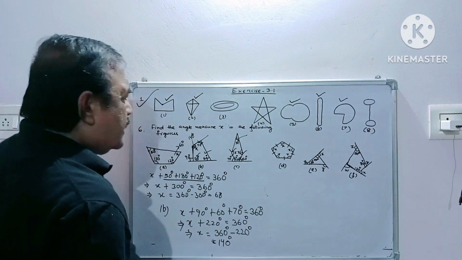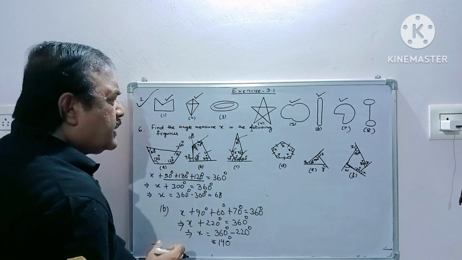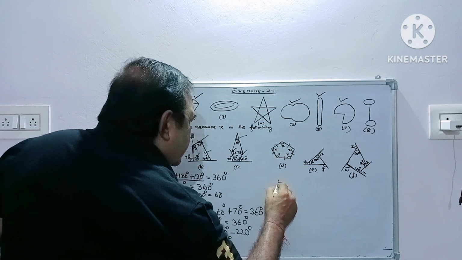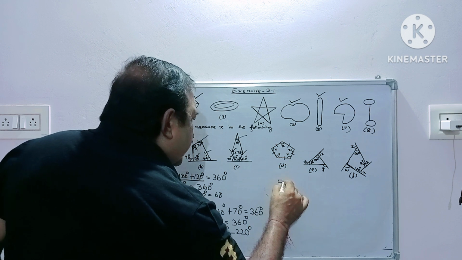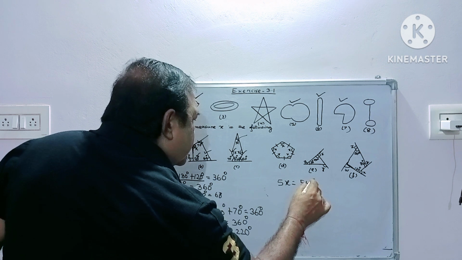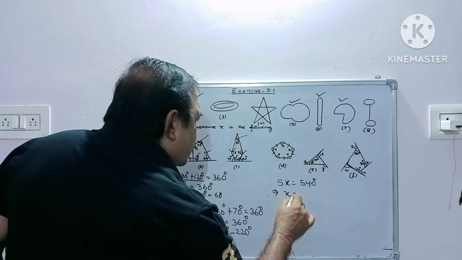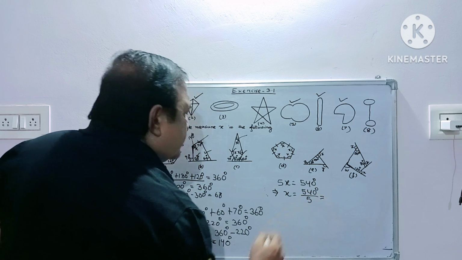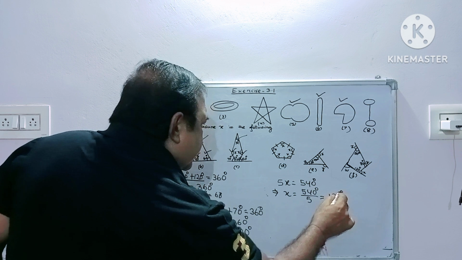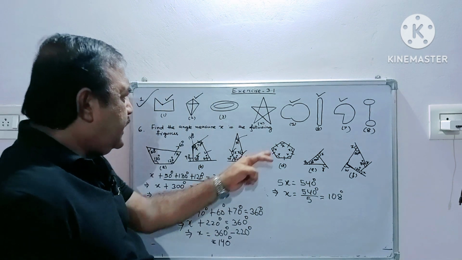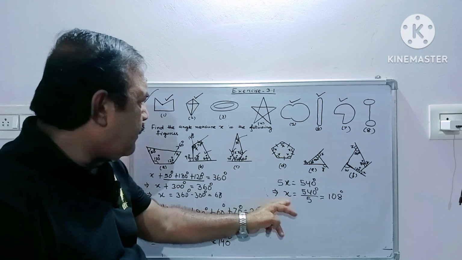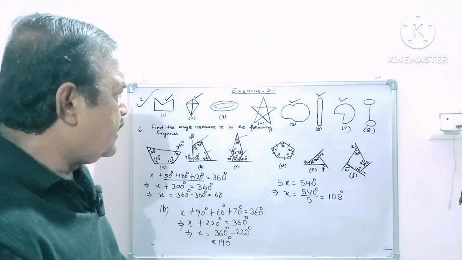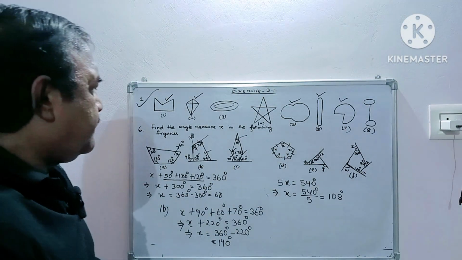So all the interior angles are of equal measure. So how many x here? 5. So x plus x plus x like this. So that is 5x is equal to 540 degree. That implies x is equal to 540 degree divided by 5. That is 108 degree. So each interior angle will be of measure 108 degree in case of a regular pentagon. Okay?